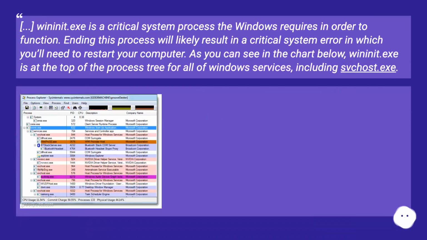Wininit.Exe is a critical system process that Windows requires in order to function. Ending this process will likely result in a critical system error in which you'll need to restart your computer. As you can see in the chart below, Wininit.Exe is at the top of the process tree for all of Windows services, including Services.exe.